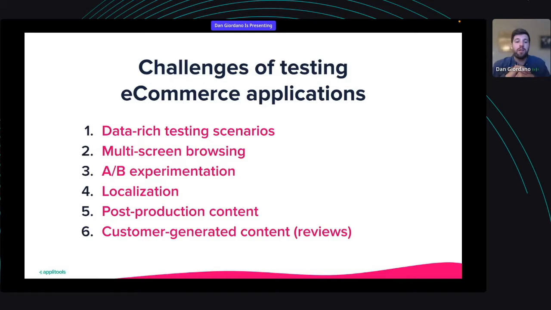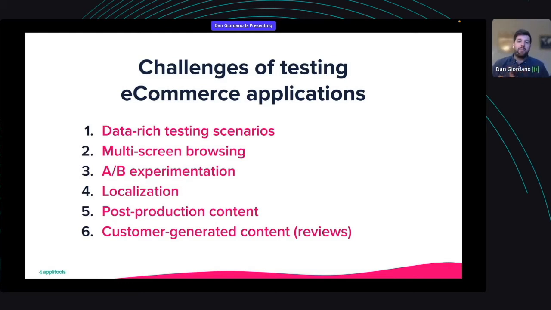The second one here is multi-browser testing or multi-screen browsing. So what are we talking about here? We're talking about the proliferation of shoppers on different browsers on desktop and different mobile devices, using both of them in tandem to make purchases. So maybe they see an item on their mobile device, they add it to their cart, but then they're actually going to purchase it on their desktop. All these different screens and the omni-channel experience make testing e-commerce scenarios really difficult as well.